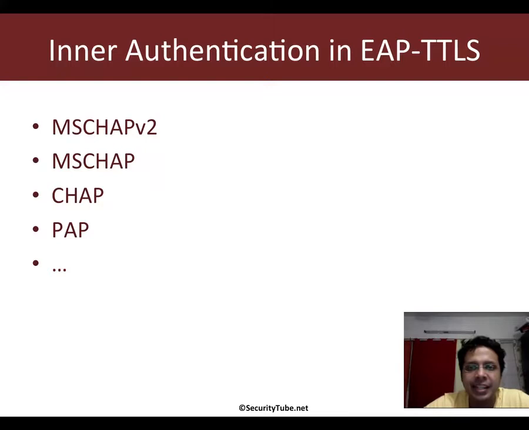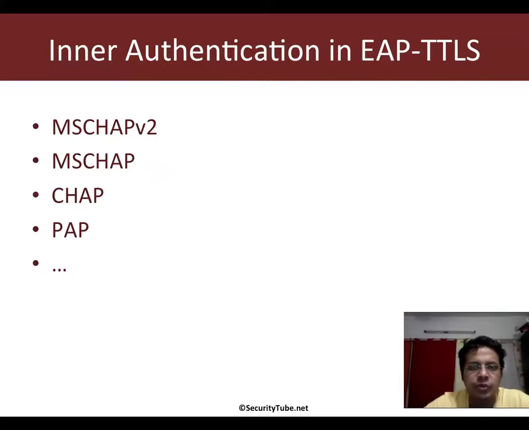So EAP TTLS is actually similar to PEAP in the sense that first a TLS connection is created, a TLS tunnel between the client and the Radius server. Now, inside that, there could be multiple choices for the inner authentication protocols. Typically in the case of PEAP with Microsoft, you had seen that the inner authentication protocol was MS-CHAP v2. In the case of EAP TTLS, we have multiple choices available, which include MS-CHAP v2, the original MS-CHAP, CHAP, and even PAP for that matter.